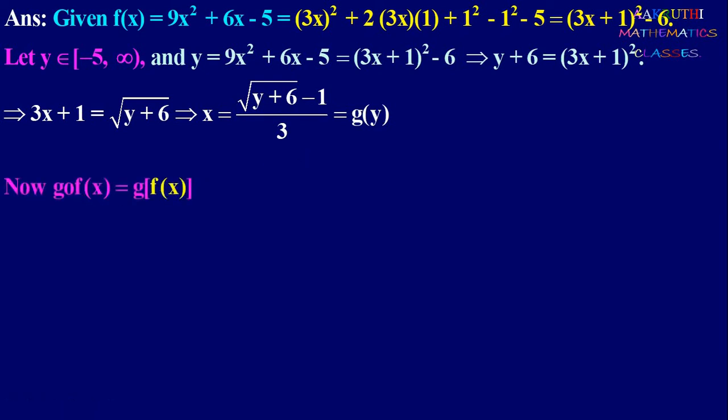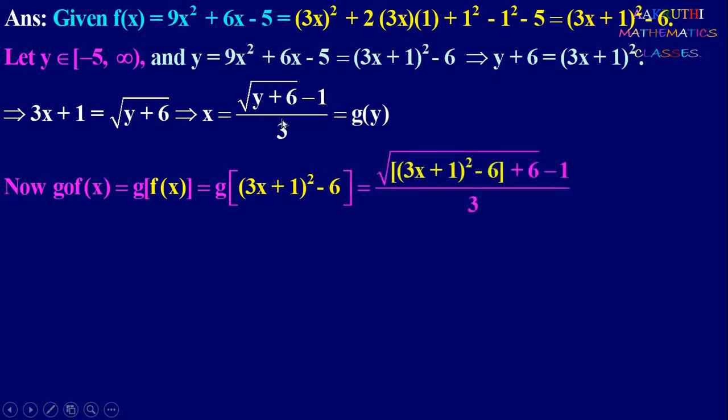Now we find g composite f of x, and g composite f of x is g of f of x. Now here f of x is (3x plus 1) whole square minus 6. Therefore it is g of (3x plus 1) whole square minus 6. Now here we have g of y is root of y plus 6, minus 1, divided by 3. In place of y we have to write (3x plus 1) whole square minus 6. So we get root of (3x plus 1) whole square minus 6 plus 6, minus 1, all divided by 3.